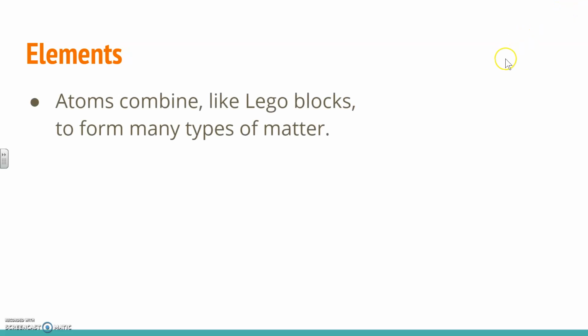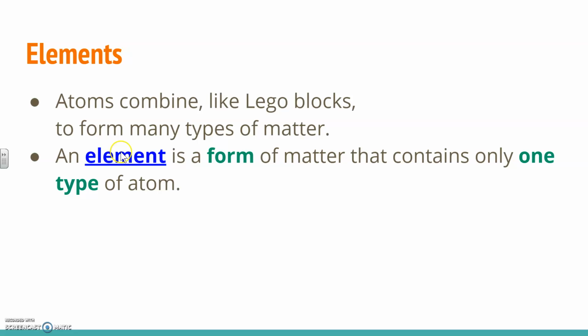When atoms come together and combine, they form elements. Okay, so I have up in the front of my classroom the periodic table of elements. It's that dark black poster. Also over to the side near the windows, I have another periodic table of elements. So all of these elements on here, all 100 and something of them, all are made of atoms. So an element is a form of matter that contains only one type of atom.